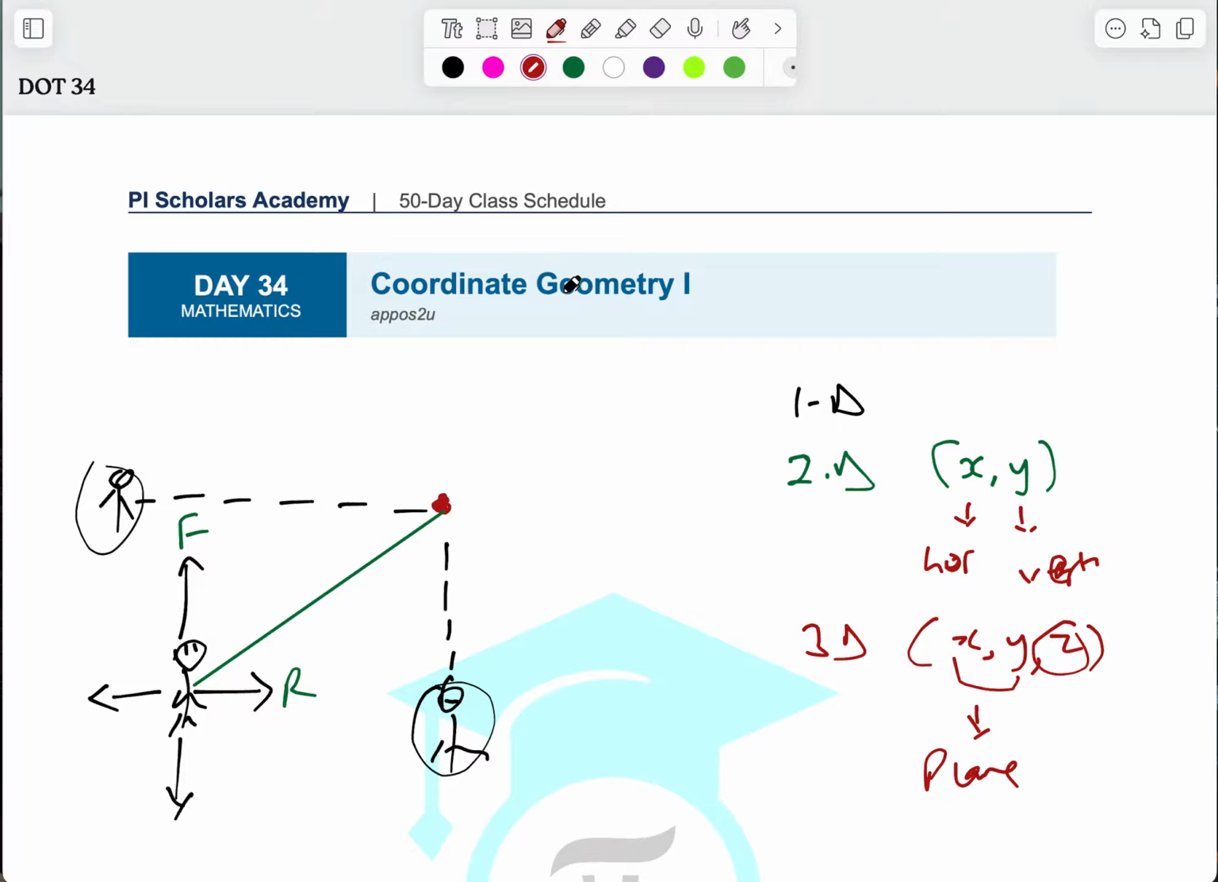Now, the geometry comes in when you begin to consider the relationship between several points like this. Like this position, the reference point is a point as well. So you begin to study the line that joins them together. You begin to study the relationship between points and all of that. Then you're talking about geometry. And that's basically the introduction to coordinate geometry.